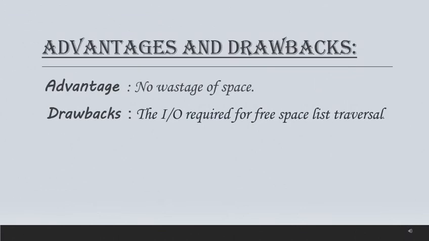The advantage of linked list is no wastage of space, which means no need of extra space here, because we are having some blocks, and in those blocks only we are maintaining the links. And the drawback or disadvantage of linked list is the IO required for free space list traversal. For traversing, it will take a large amount of time.